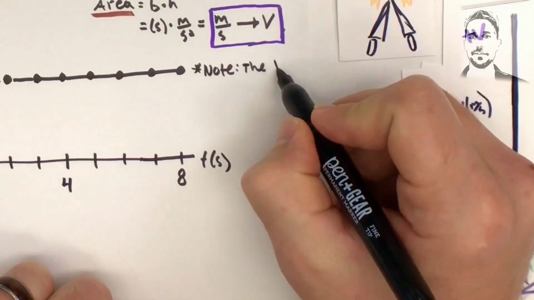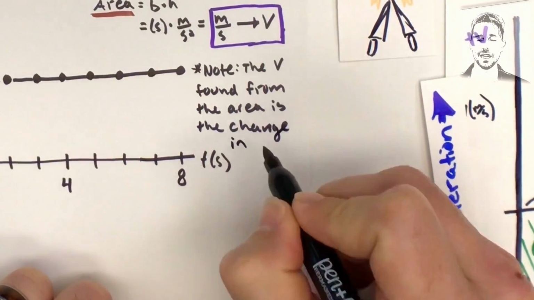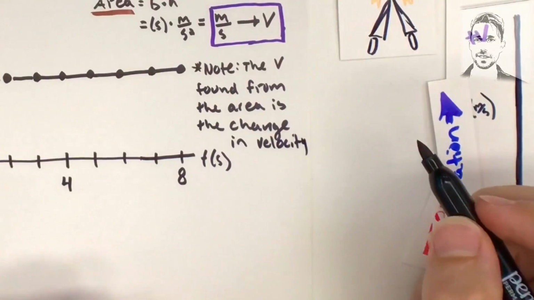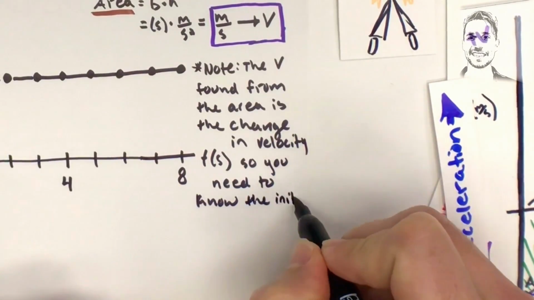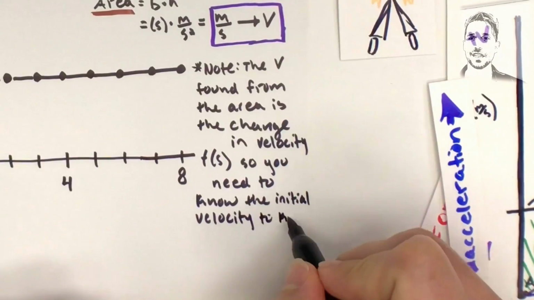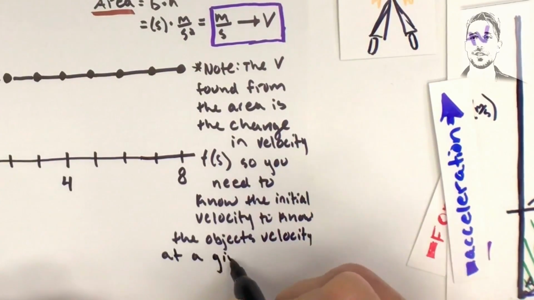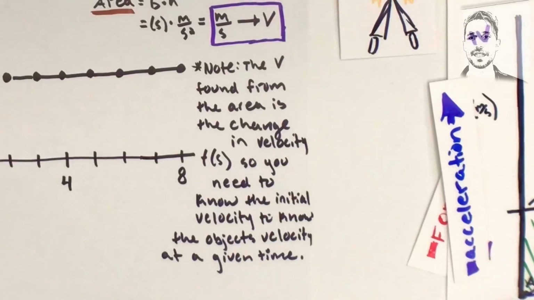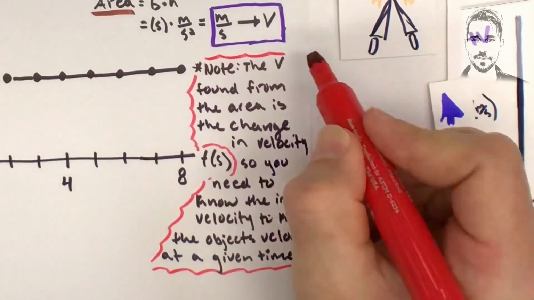So let's make sure we make this quick note, because I didn't make it super clear up to this point, and at one point I did tell you that the thing wasn't moving, and it was moving because it was a change in velocity. So let's clarify that. The velocity found from the area is the change in velocity. So you need to know the initial velocity to know the object's velocity at a given time.